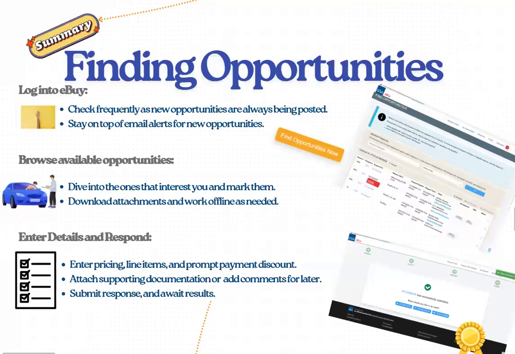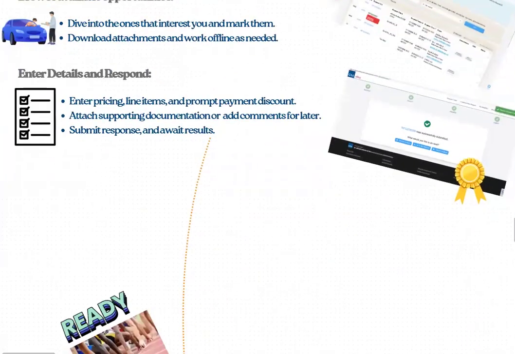You can also use your email alerts. As Polaris GWAC holders, I believe you receive email alerts for all of the opportunities that are posted. As you browse the opportunities, you can work online or offline. Take a look at each one. You'll download all the attachments that you need if you want to work offline, or you can just work directly in the system if you like. Fill out those opportunities, entering your pricing, your line items, any prompt payment discount. I will go into detail on all this later, but you're entering the details and then you're responding to the request. That's an overview of the process.